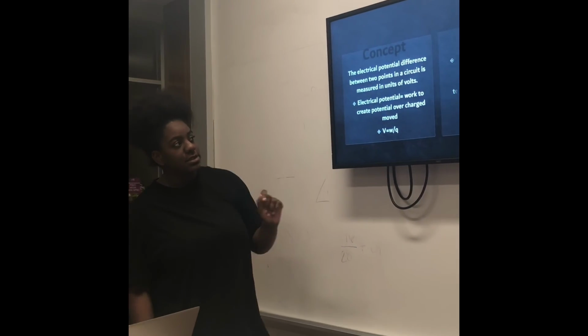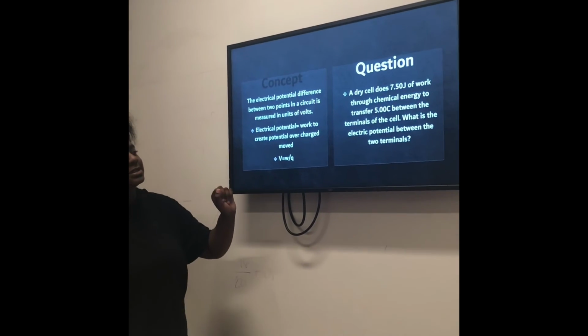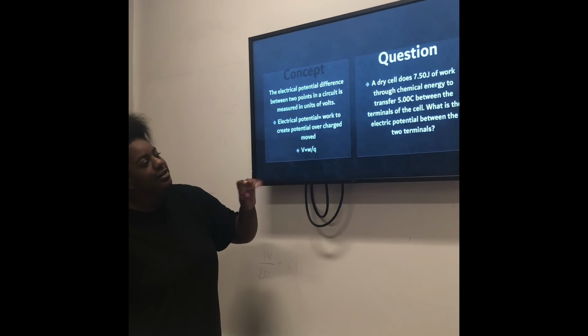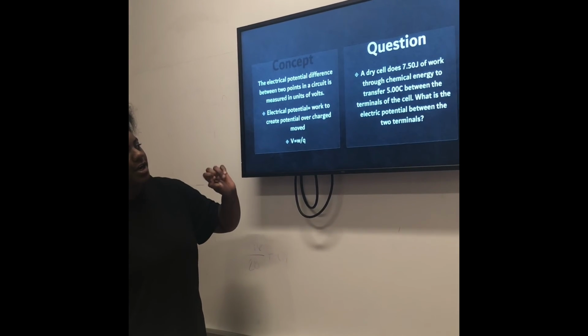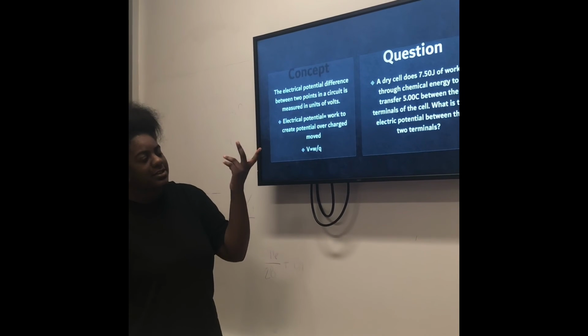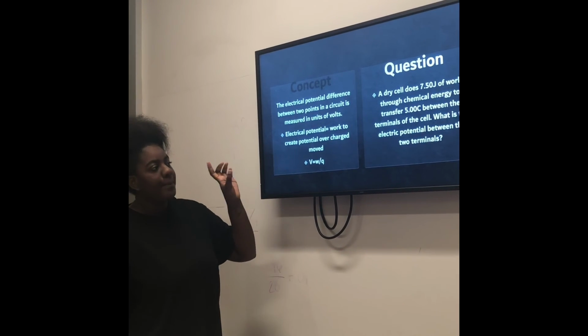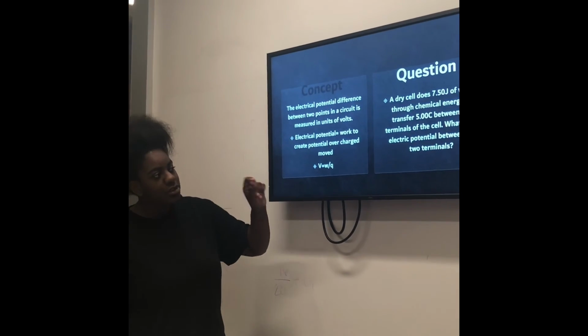My question is, a dry cell does 7.5 joules of work through the chemical energy to transfer 5.0 coulombs between the terminals of a cell. What is the electrical potential between the two terminals?